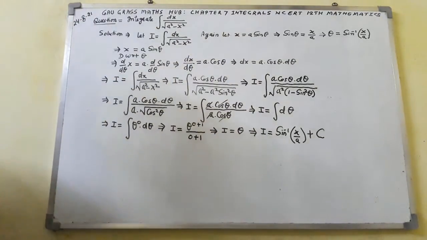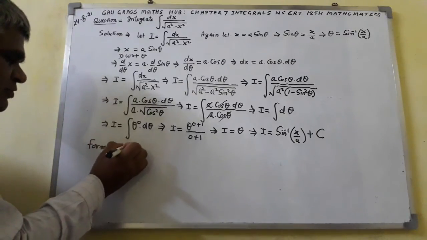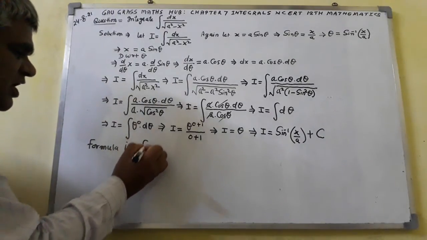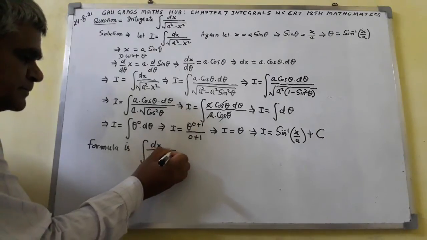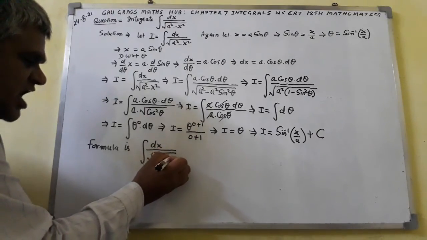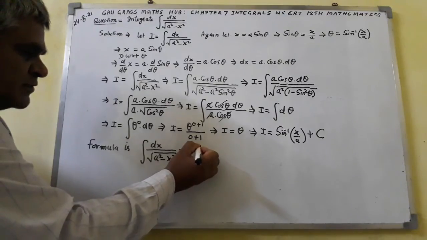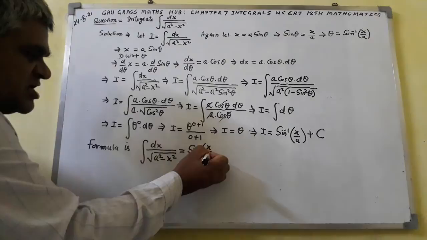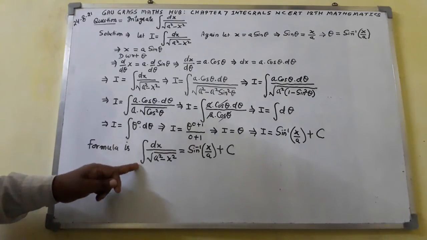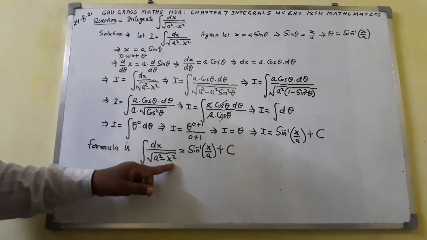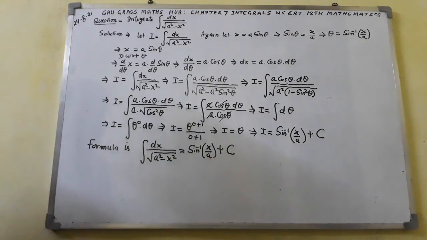Now you have got the formula. The formula is: integral dx over under root a square minus x square equals sin inverse x over a plus c. This is the formula. You must remember it.